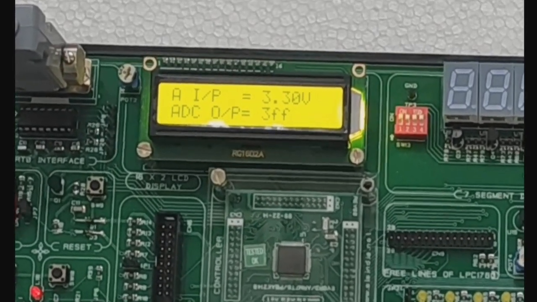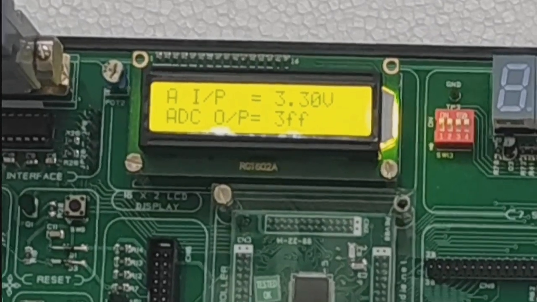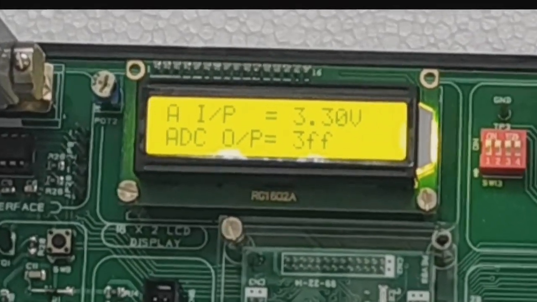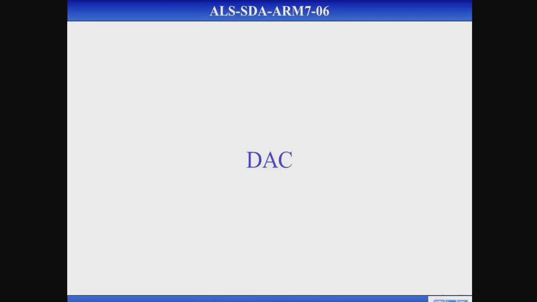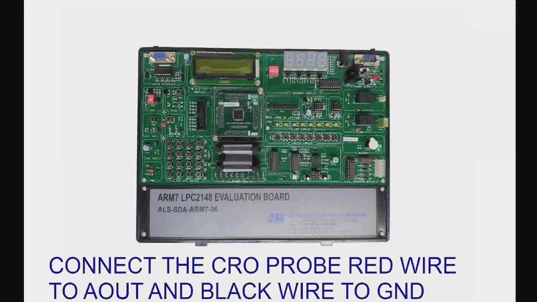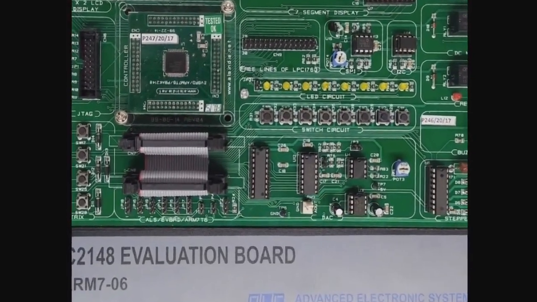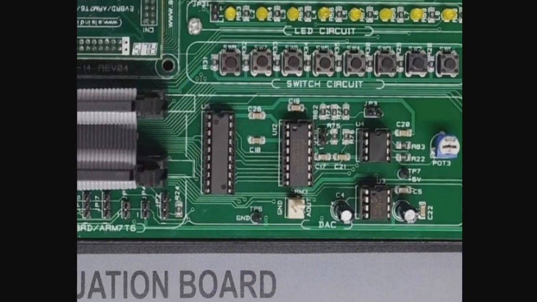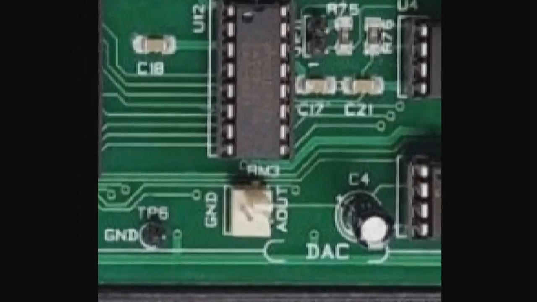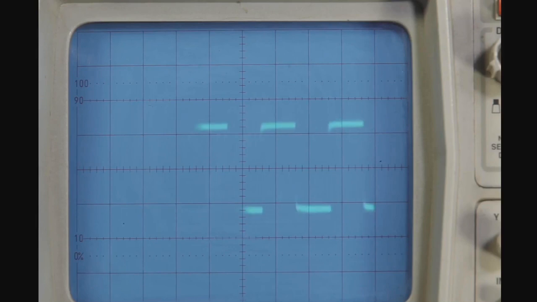Next we have the DAC, that is digital to analog converter. Now connect the CRO probe red wire to A out and black wire to ground. Once it is connected, you can check the CRO where you have a square output, triangular output and the sinusoidal output. So these are the outputs that are shown in your CRO.